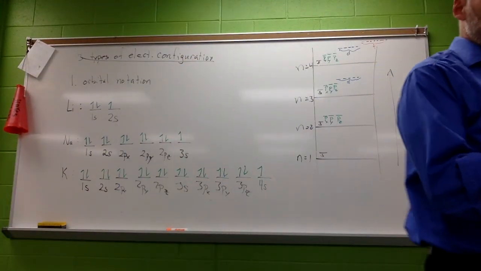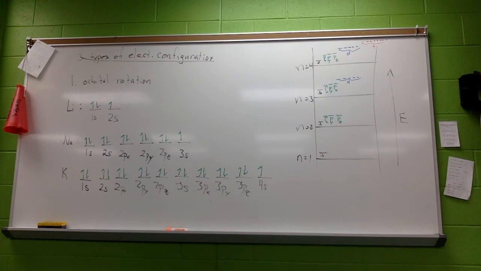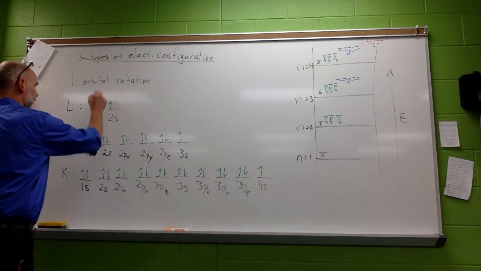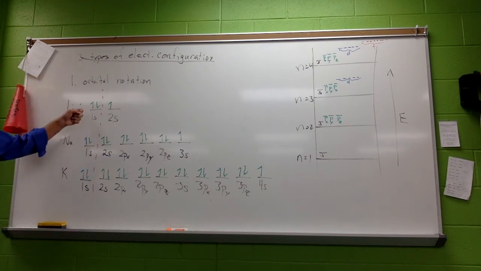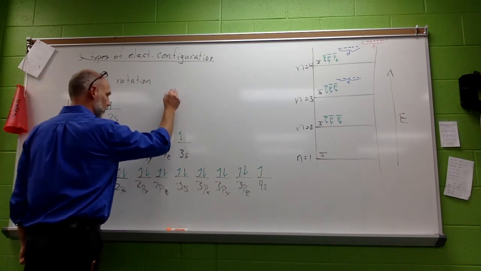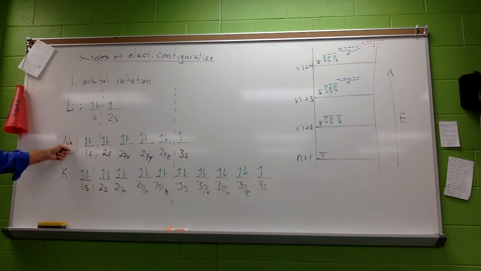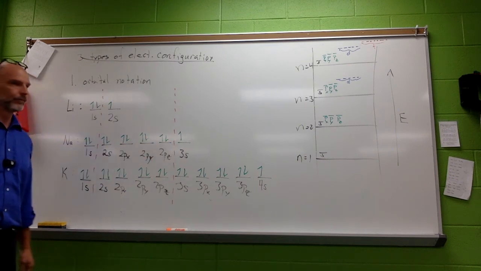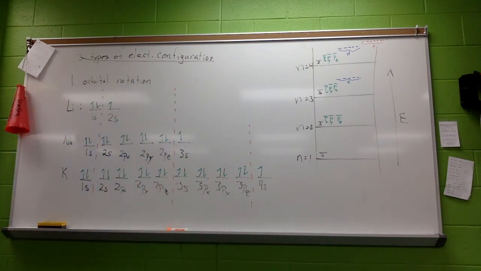Okay. A couple of other things I want to point out. What are valence electrons? Electrons in the outermost energy level. How many valence electrons does lithium have? One. How many valence electrons does sodium have? One. How many valence electrons does potassium have? One. One. Look at that.